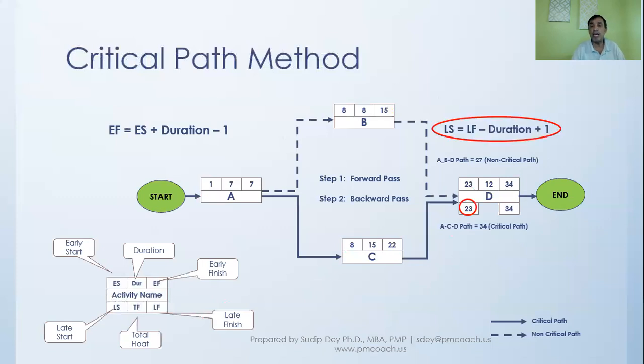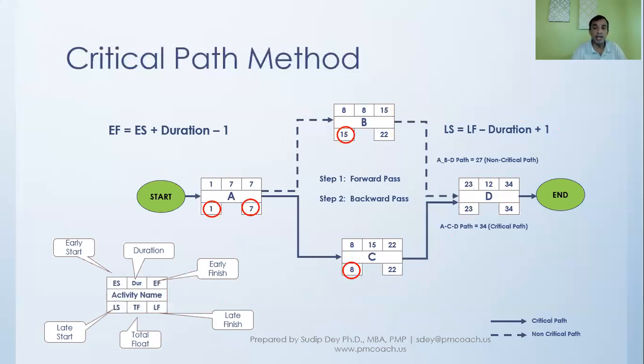And because we have this duration of D as 12, we determine the late start for D, which is late finish minus duration plus 1. And so we get 23, day 23 is the late finish for D. When we have that, we can get the late finish for B and C, which is really 23 minus 1, because it has to be done one day before the D starts.